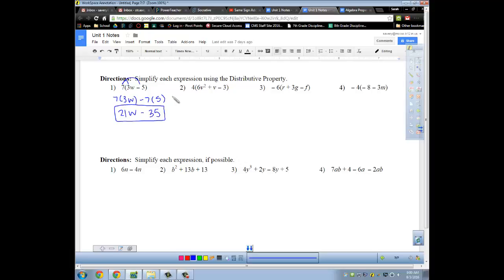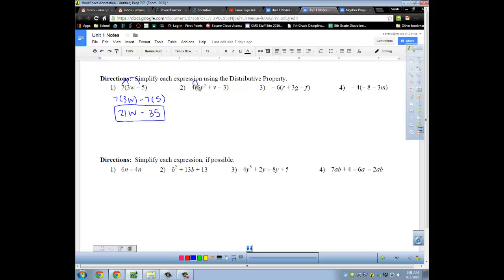Do not put 21w minus 35 together. Don't actually subtract those because they're not like terms. So we're just going to leave them apart. Since they're not like terms, they don't like each other, they like to be apart. And you don't really have to write this step. I just wrote it so you can see exactly what I'm doing.